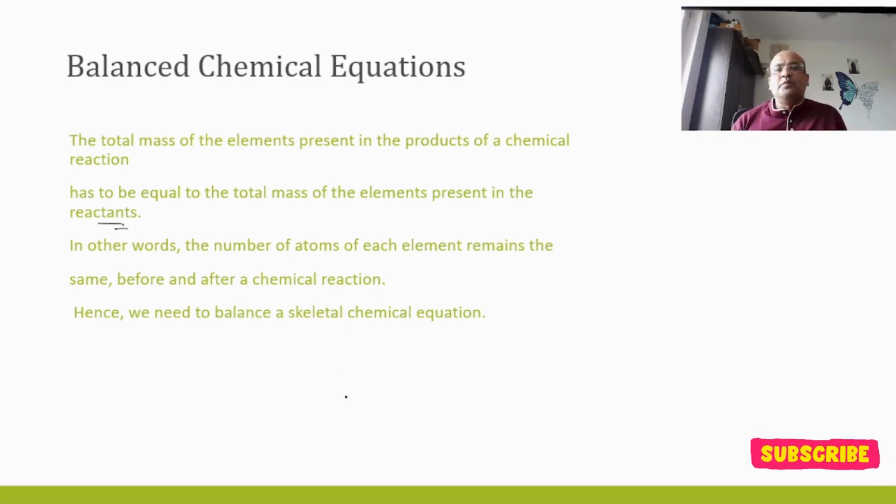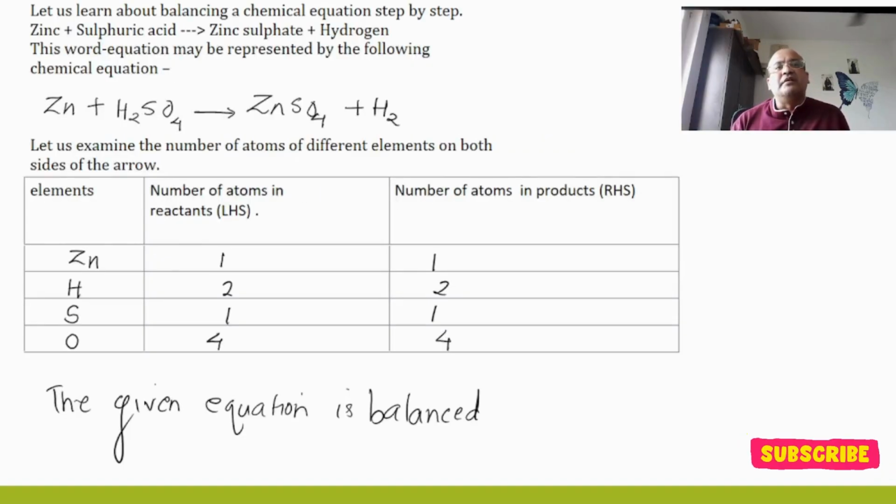So we need to balance a skeletal chemical equation before proceeding. So let's take one simple example. Zinc reacts with sulfuric acid to give zinc sulfate and hydrogen. Now this word equation can be represented like this: Zinc, Zn, plus H2SO4 gives ZnSO4 plus H2.